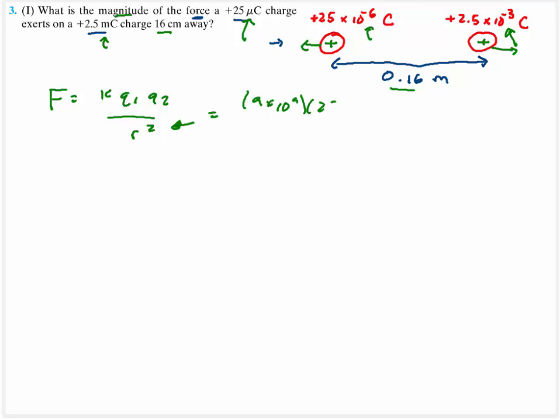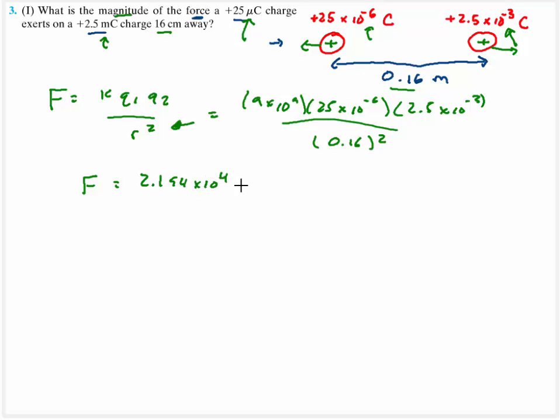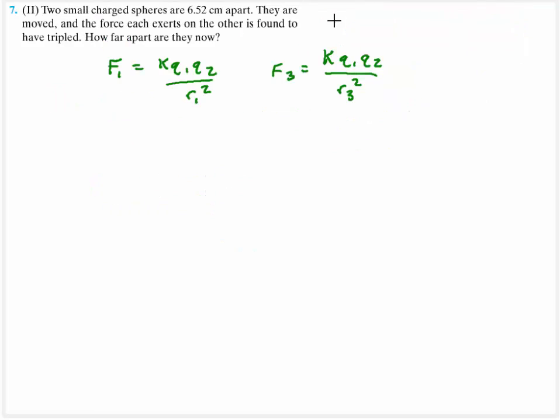Charge number 1, 25 times 10 to the negative 6. Charge number 2, 2.5 times 10 to the minus 3. Distance, 0.16. Again, don't forget to square that. And I'm going to come out with the force to be about 2.194 times 10 to the 4th newtons.